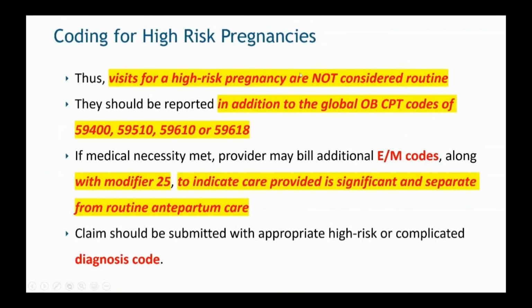Visits for high-risk pregnancy are not considered routine. They should be reported in addition to the global OB CPT code. This is your global codes, okay? But the provider may bill additional E&M codes along with modifier 25 to indicate that the care provided is significant and separate from routine antepartum care. This is when you've got high-risk pregnancies. You are billing the global code, but you're billing additional E&M codes because of the high risk, and you're adding modifier 25 to tell the insurance company that the care is significant and separate from the routine antepartum care.